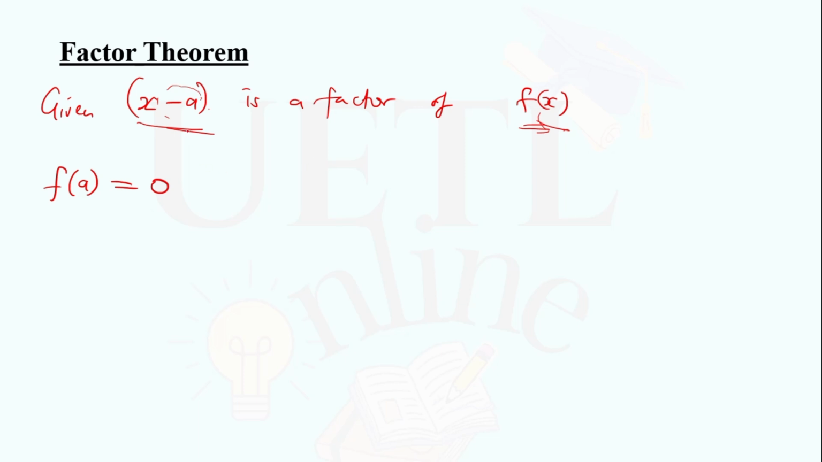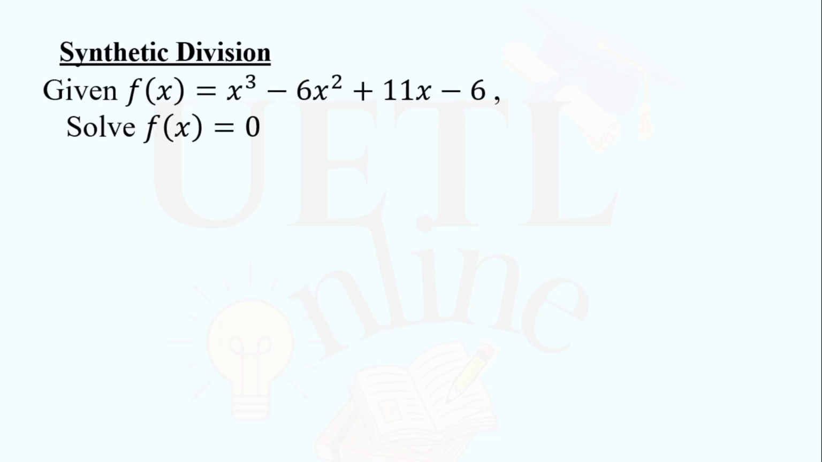Given this as a factor, this means that if you substitute this value, changing the sign, into the function, you're going to get 0. We usually use this equation to solve the equation, and we use synthetic division. Now let's take a look at what synthetic division is, and I will explain these two together with the example. First we use the factor theorem we talked about, then next we're going to use synthetic division.